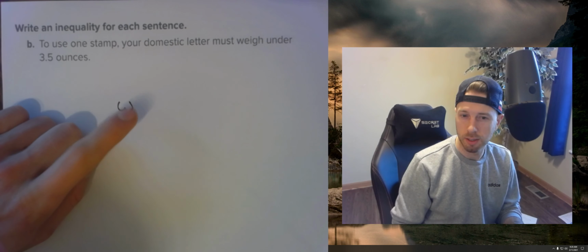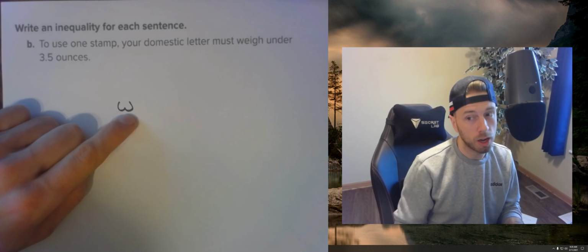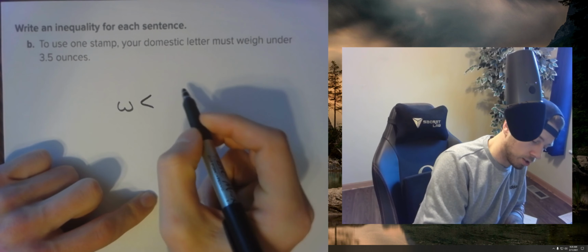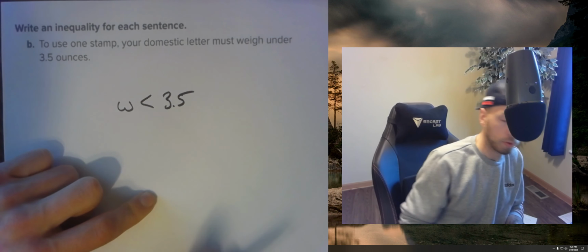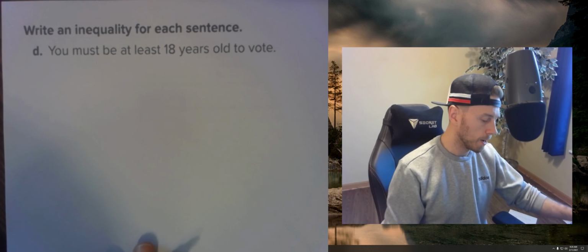So how do we show that this is less than? It can't be equal to 3.5 ounces, right? It has to be underneath it. So we would use just a less than symbol: W is less than 3.5. The weight must be less than 3.5.